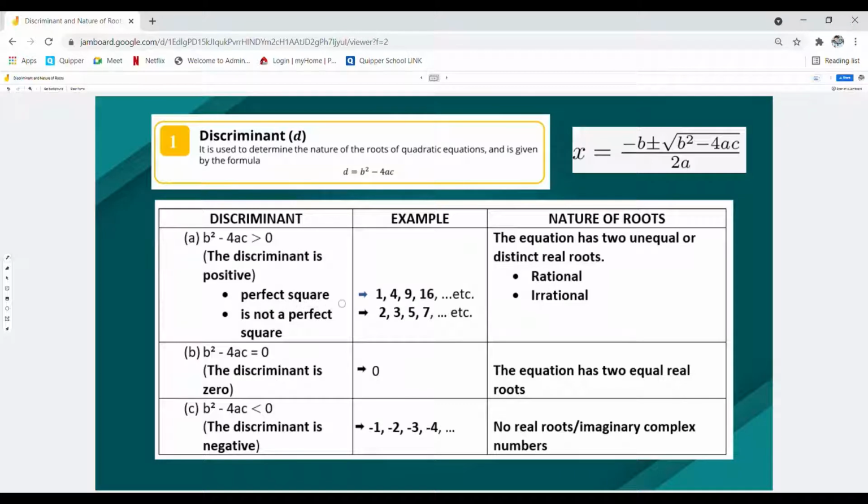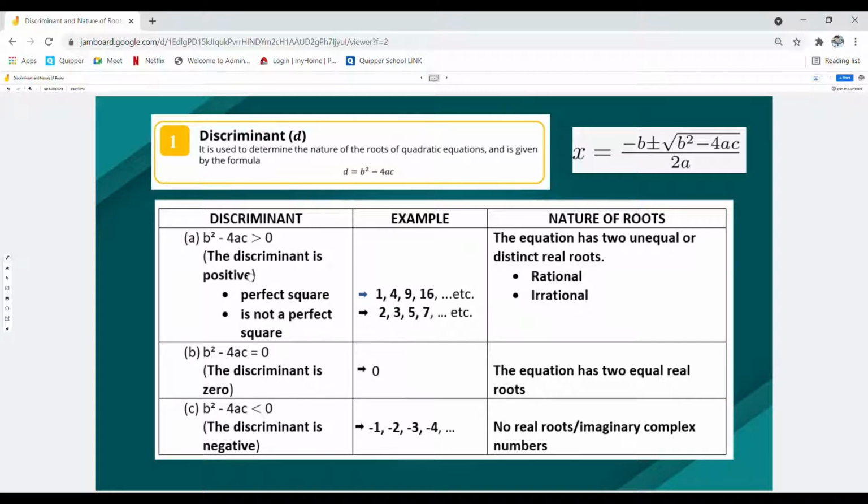Okay, so if it's a perfect square like 1, 4, 9, 16, so on, what is the nature of roots upon knowing that it's a perfect square? So you can tell the nature of roots of that equation has two unequal, or you may say has two distinct rational real roots. Rational when it's a perfect square. Again, if it's a perfect square, the equation has two unequal, or you may say the equation has two distinct rational real roots.